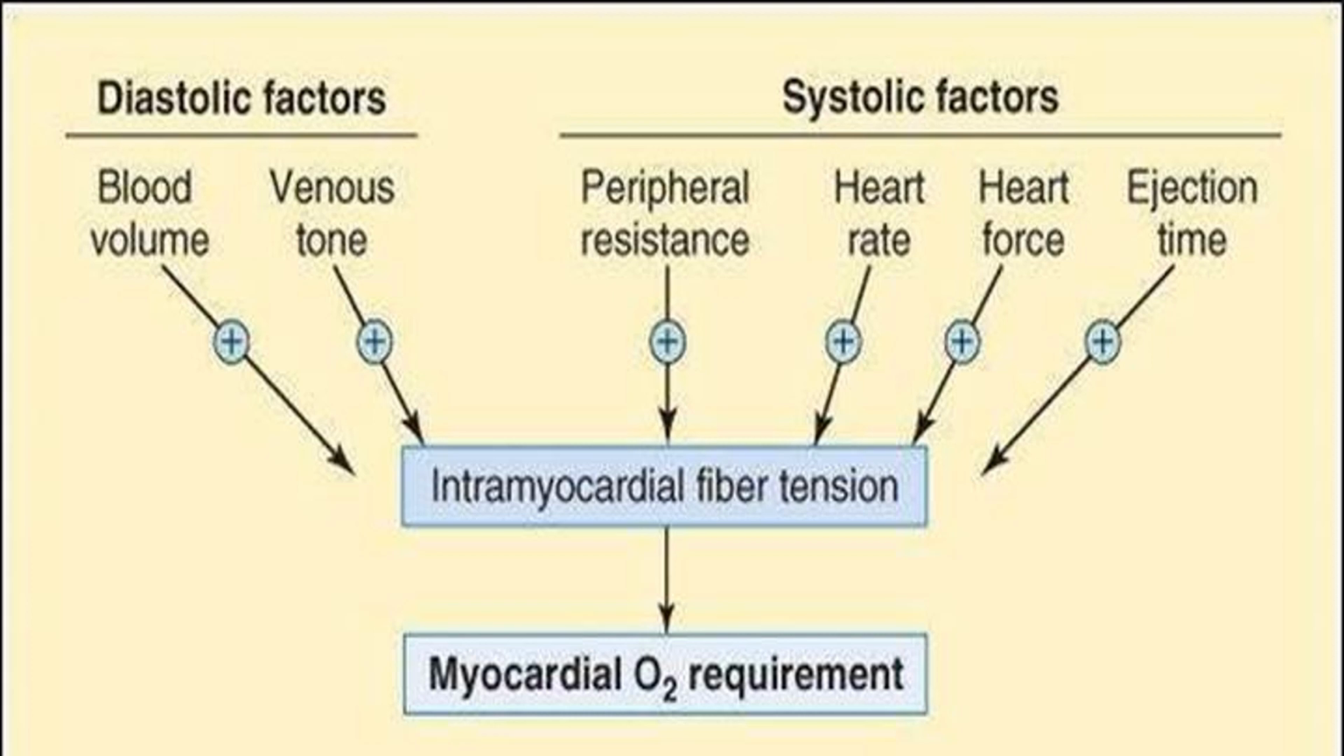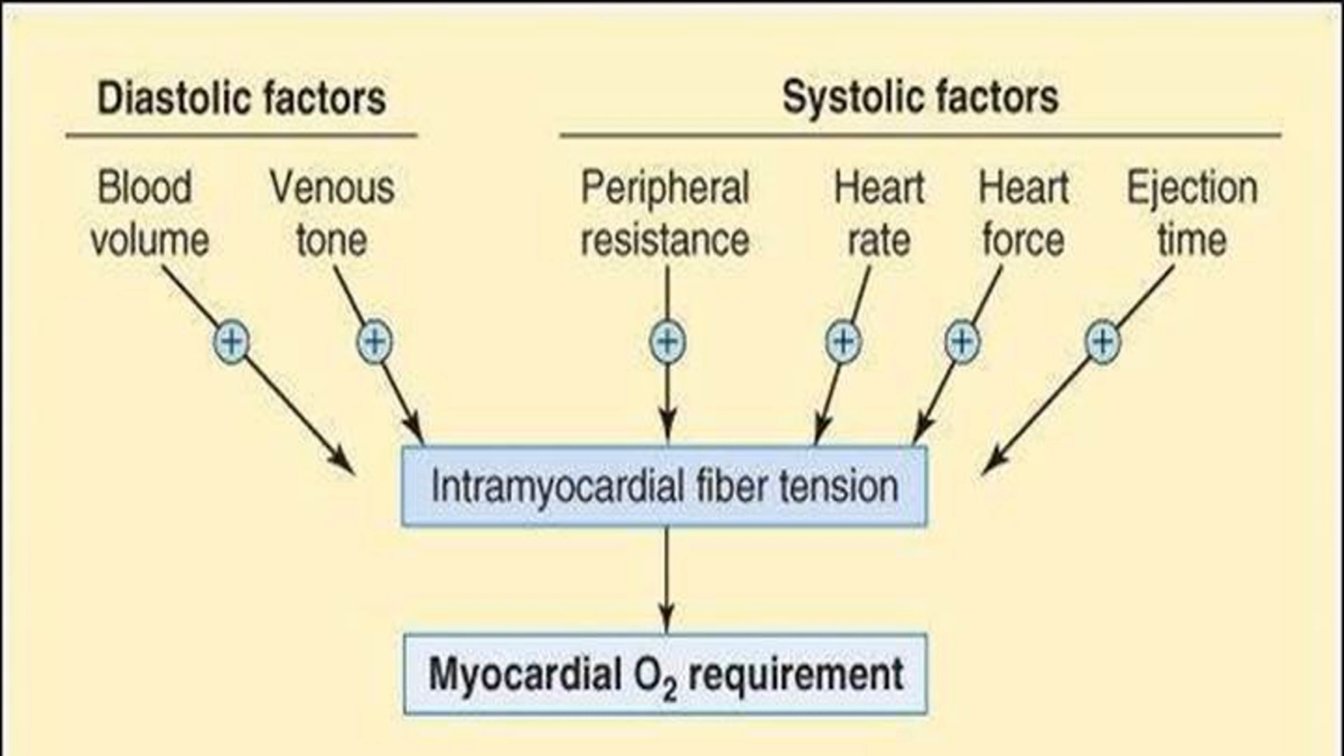So we will start from the diastolic factors. There are two diastolic factors, blood volume and venous tone. It means the more the blood volume, the more the venous tone, the more the fiber tension, and the heart will require more oxygen.